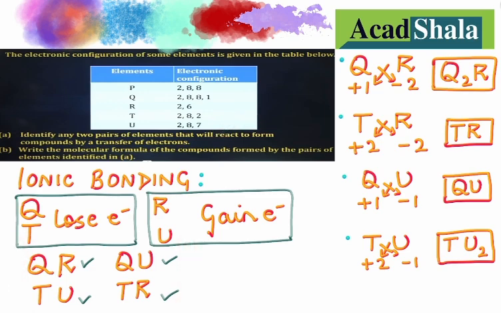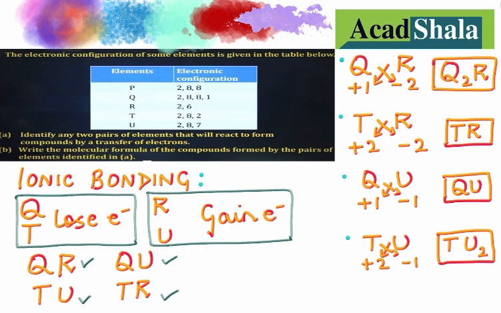After this, children, in part B they have asked to write the molecular formula of the compounds formed by the pairs of elements identified in A. We should know that molecular formula means chemical formula. We have to show the chemical formula with the help of the crisscross method, and we should also know about the valencies.